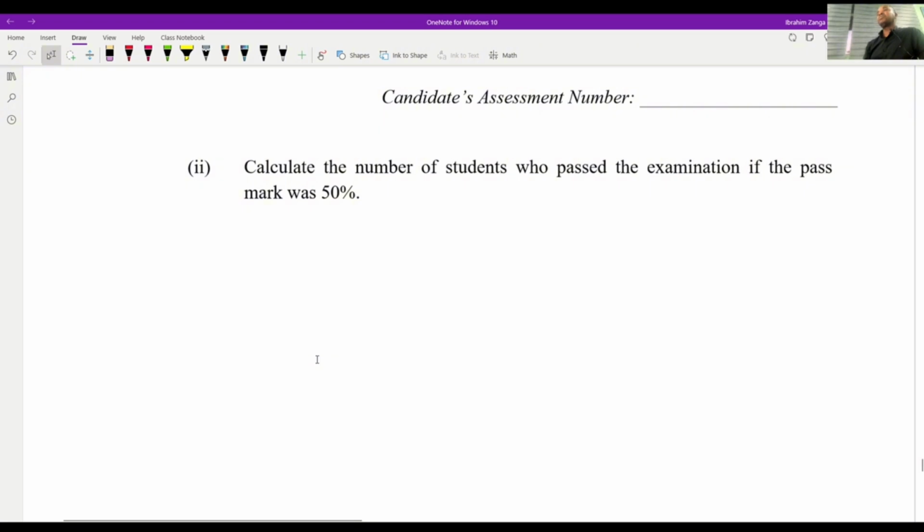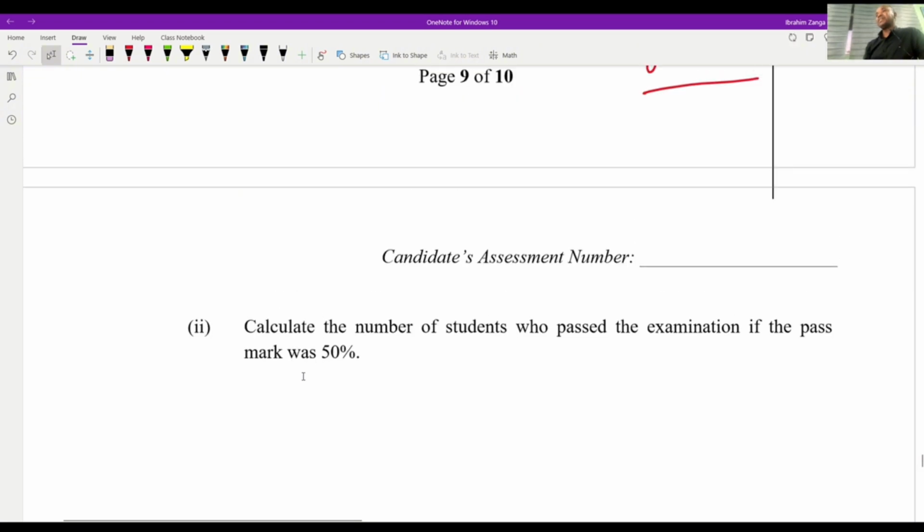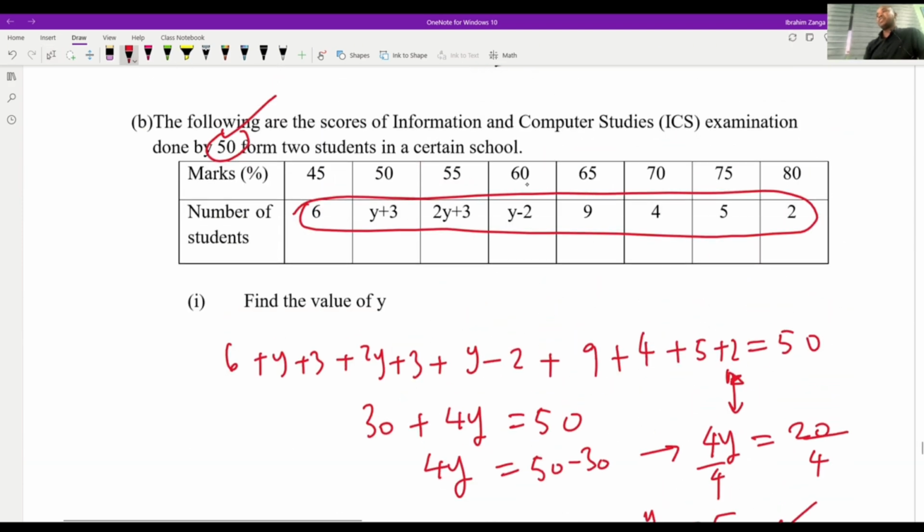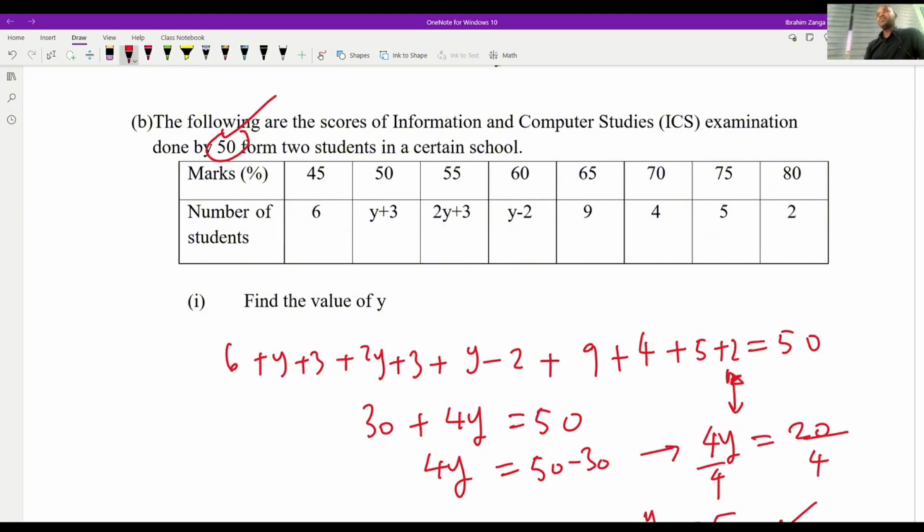Coming to the last part, calculate the number of students who passed the examination if the pass mark was 50. So checking here, we were told that the pass mark was 50. We are going to exclude only those who are below the pass mark.